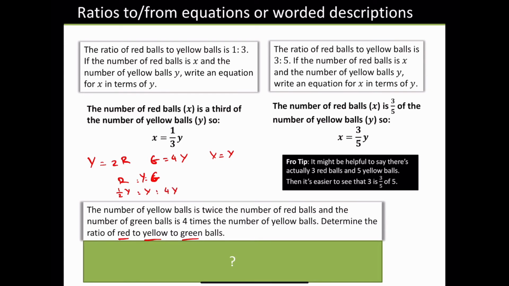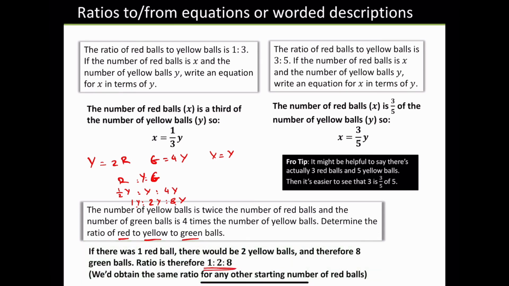So adding on fractions when it comes to ratio. If I multiply everything by 2, I get 1 yellow, 2 yellow, and 8 yellow. So therefore the ratio is simply 1 to 2 to 8.